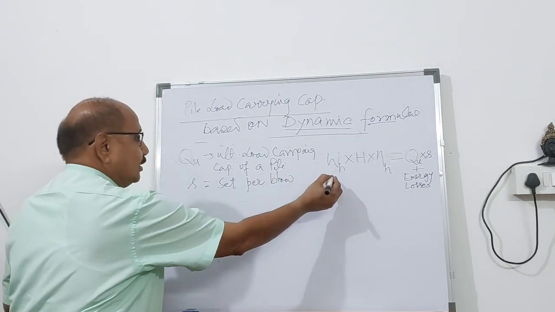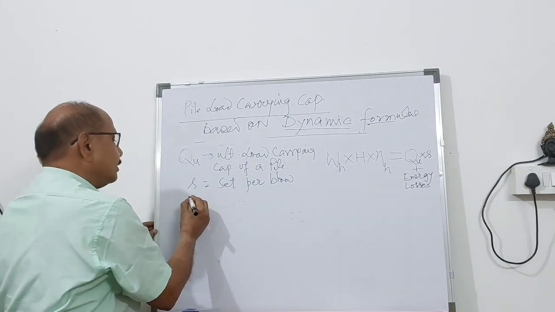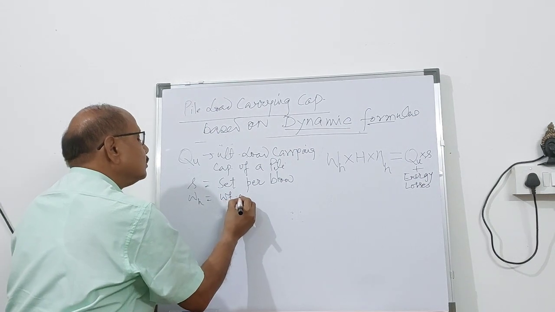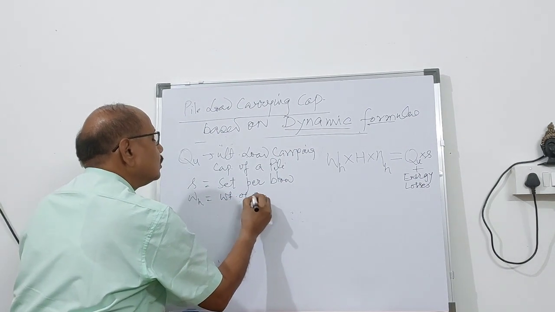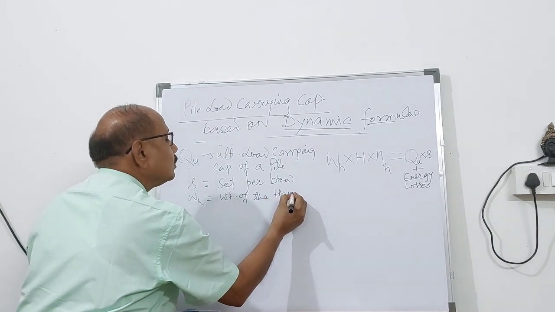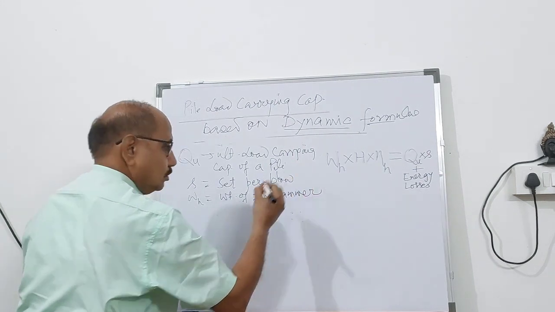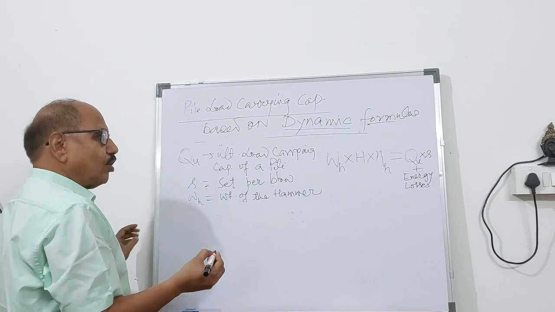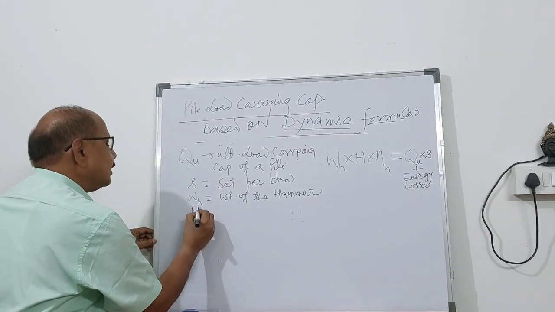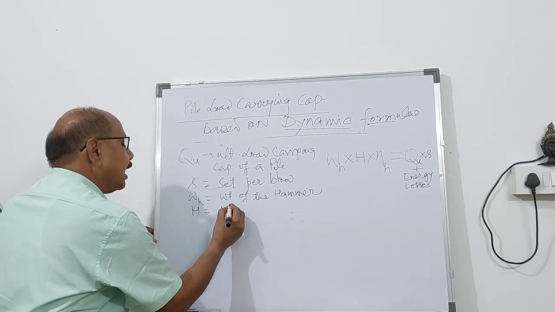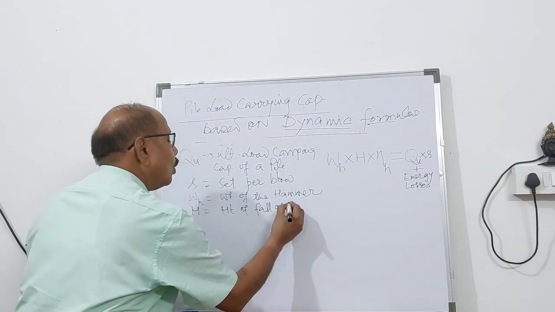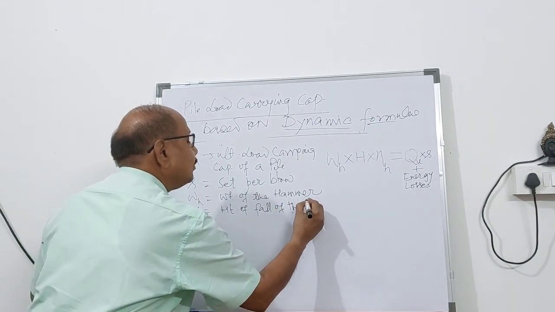and WH is the weight of the hammer, 10 to 20 tons of hammers are very normal. H is the height of fall of the hammer.